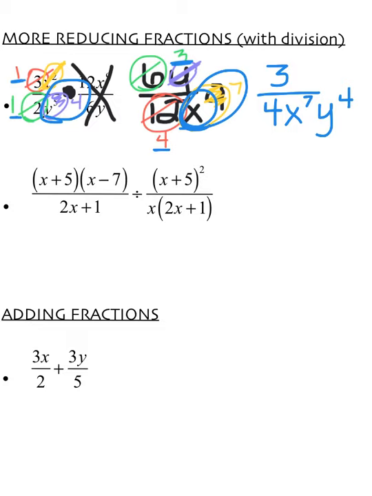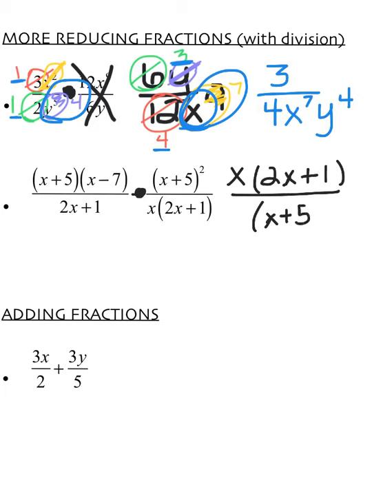All right, so the next one is another division problem. So we're going to do the exact same thing. We're going to switch this to multiplication, and we're going to flip the second fraction over. So we're going to put x times 2x plus 1 on the top, and we're going to put x plus 5 squared on the bottom. Now, just to make a point here, I'm going to write this out this way. I don't know that you would need to take the time to do this, but x plus 5 squared is really like x plus 5 times x plus 5.